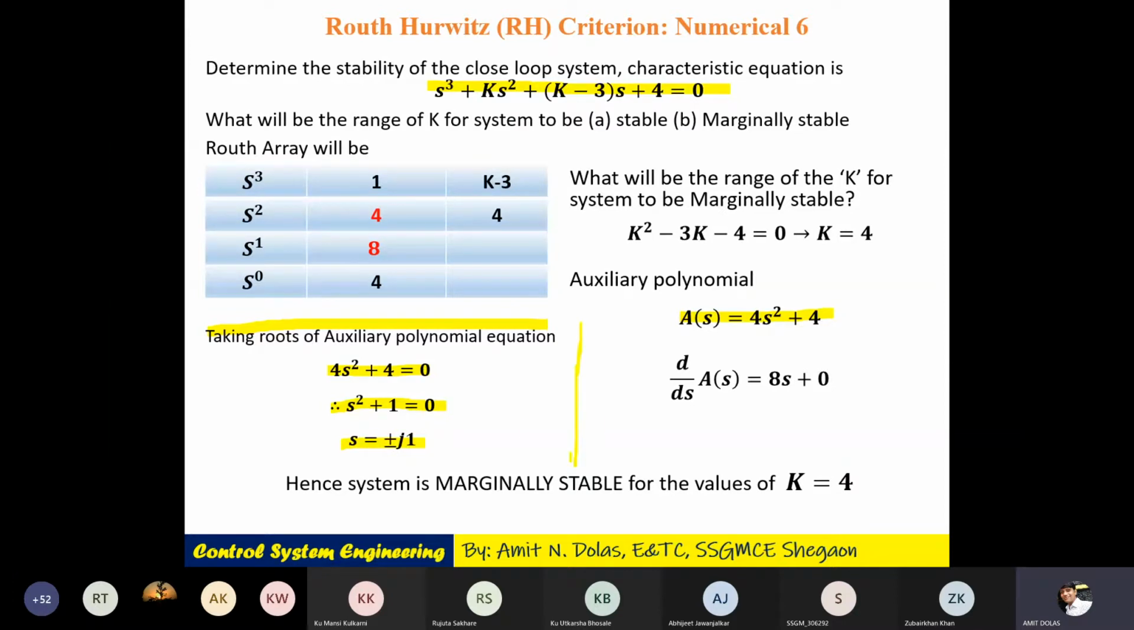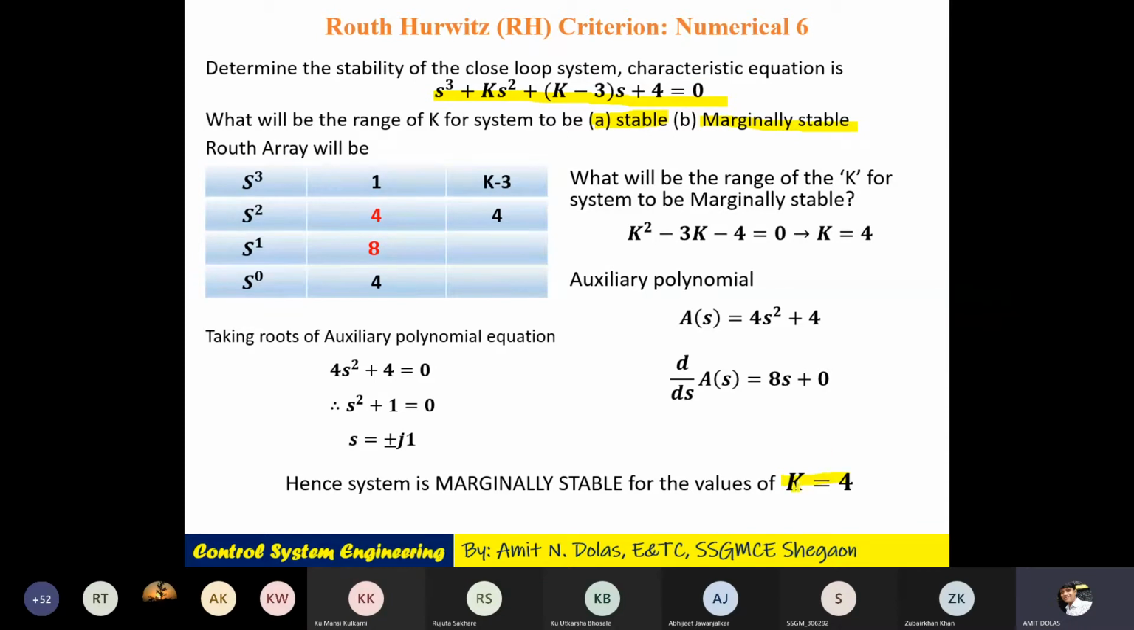So you know, plus minus j1 on the s plane, there will be plus j1 here and minus j1 here on the imaginary axis. And you know, if it is on the imaginary axis, the system is marginally stable for the value of k equal to 4. So making the last statement about this problem, the system means the characteristic equation given in the problem statement, this one. To make this system stable, the value of k should be greater than 4. And to make this system marginally stable, the value of k should be equal to 4.